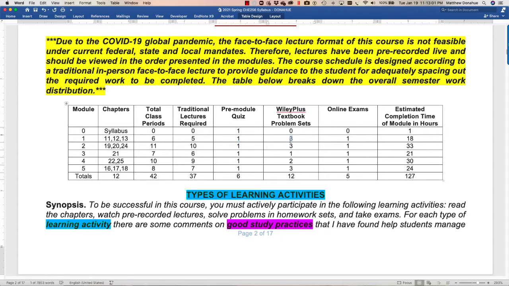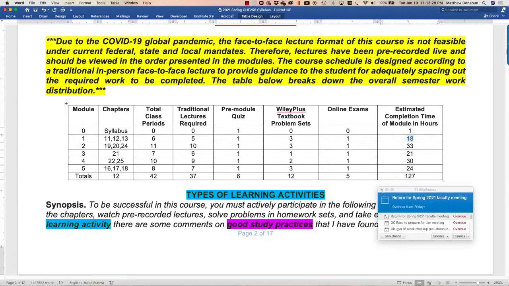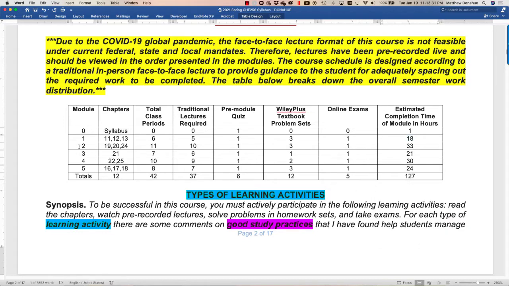There's 3 homework sets in Wiley Plus. They belong to chapters 11, 12, and 13. We'll have 1 online exam, and this is just an estimation of time. Basically, taking this number, 6 times 3 hours, that gets you 18 total hours to complete the module. Whether it takes you that long or not is completely up to you and how you study. It's pretty self-explanatory for the rest of these modules here, 2, 3, 4, and 5.